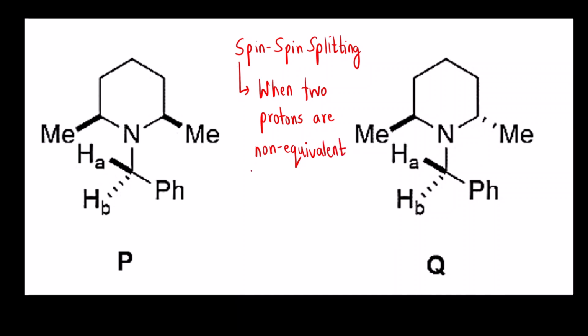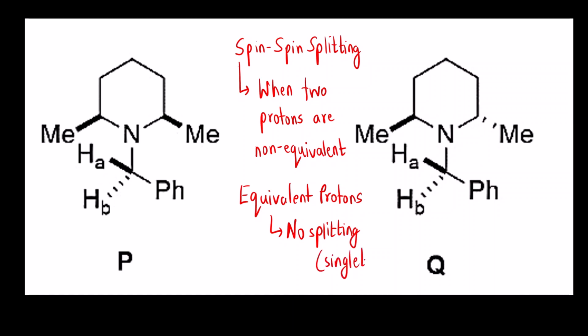Different chemical environment means different bonding. The chemical nature of the other molecule around these protons is different. That is the meaning of protons being non-equivalent. Then only spin-spin splitting takes place. If there are equivalent protons, what happens? There will be no splitting. No splitting means we will get a singlet. Now, how do you determine whether the protons are equivalent or non-equivalent?